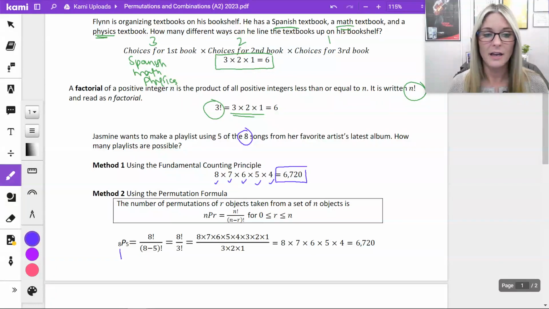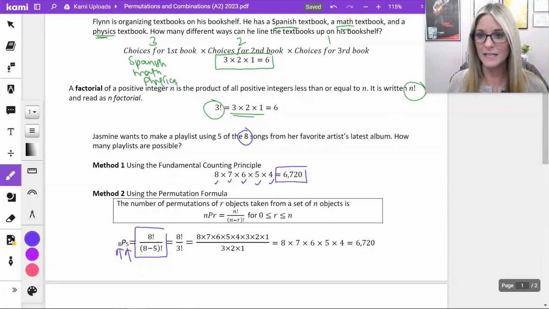She is taking from the 8, her larger group. Your big selection is the first number there, P for permutations, and she's choosing 5. So the set of 8, permutation, choosing 5, and here it is filled in the formula, 8 factorial over 8 minus 5 factorial. Let's dig into this and see what's happening. So when I simplify, I have 8 factorial over 3 factorial. Let's expand it. We have 8 times 7, 6, 5, 4, 3, 2, 1 over 3 times 2 times 1.